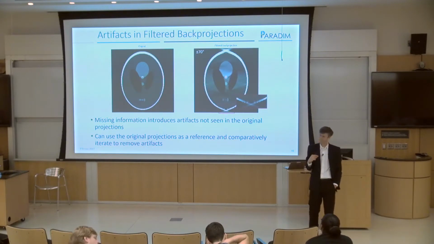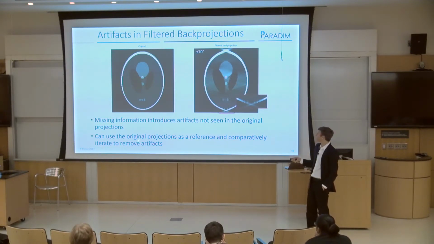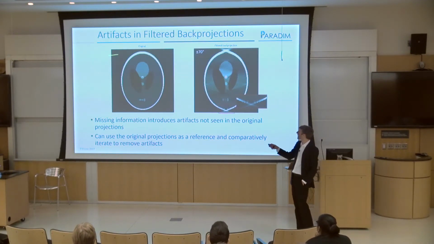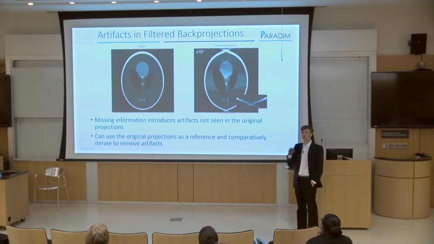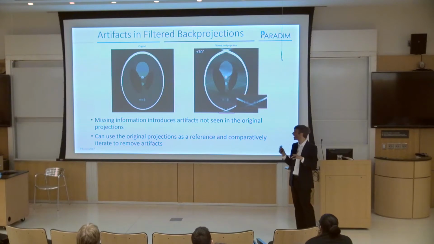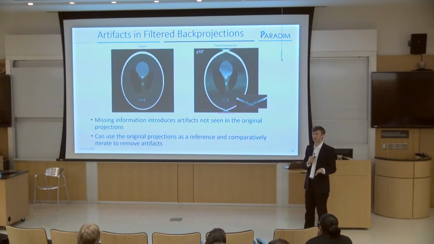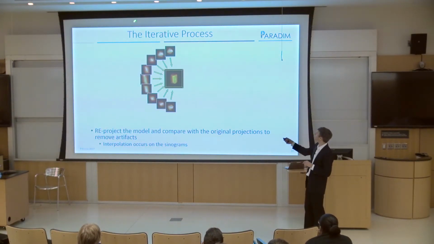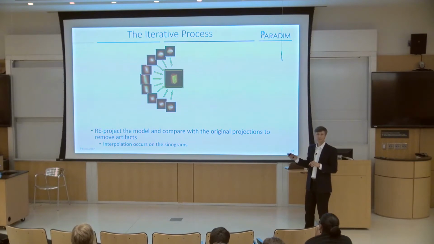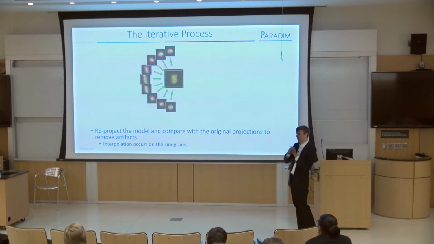All right? So, but what we can do is go back to these original projections, and we can use them as a reference to comparatively say, this really shouldn't be there, right? So if you look at your original images, that really shouldn't be in the real space image, right? So we can use our original projections to say, that's not really where that intensity should be. And so that's where we get into the iterative process. All right? We have more information, and we want to use it.